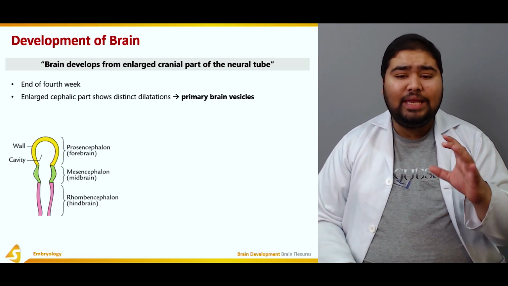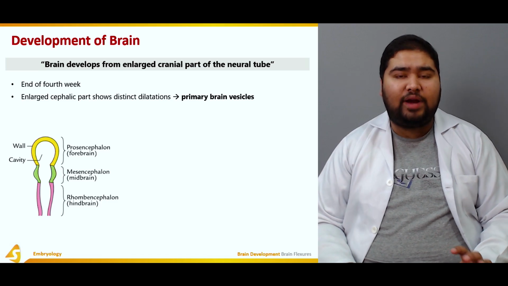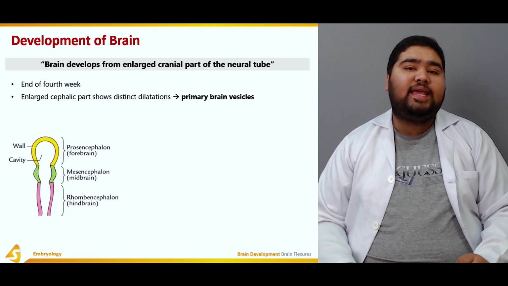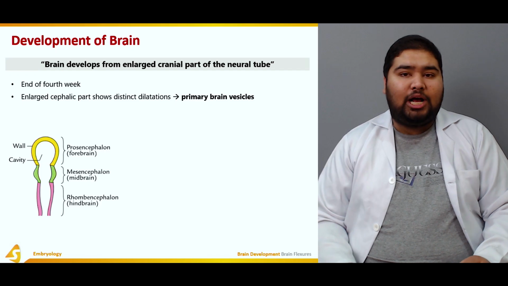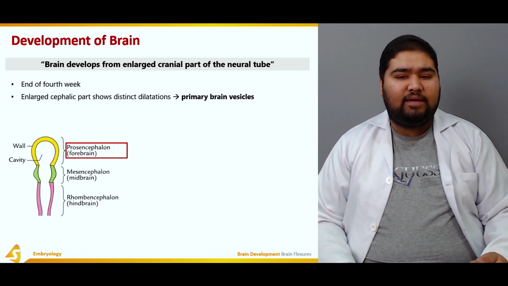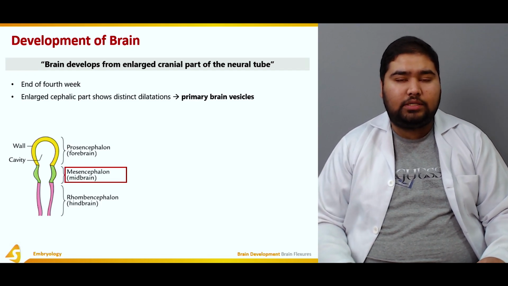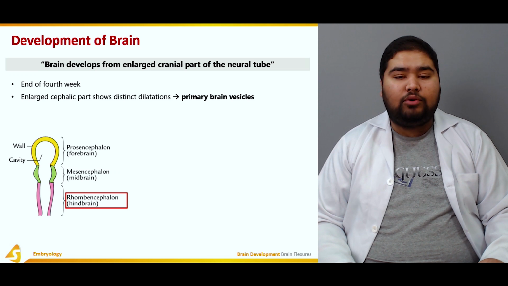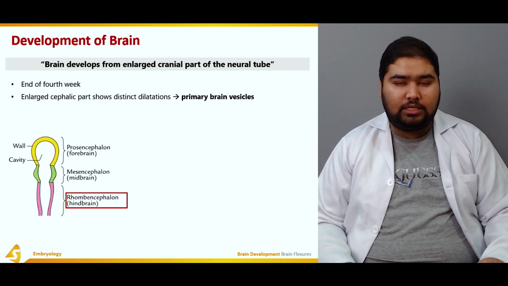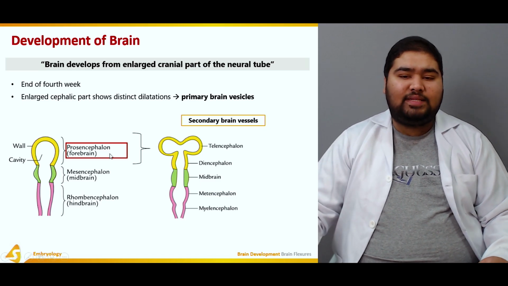So now these brain vesicles undergo further branching and form the secondary brain vesicles. Now let's see how that happens. So this is the prosencephalon, the forebrain. Now the mesencephalon, the precursor of the midbrain, and the rhombencephalon, the hindbrain. So now the secondary brain vesicles are formed.